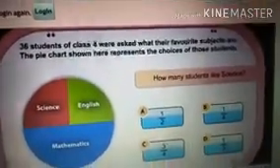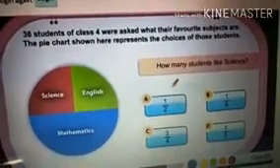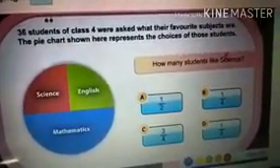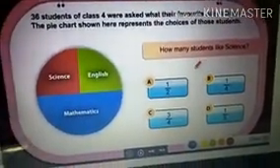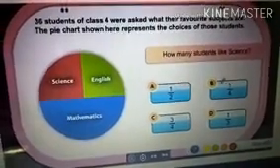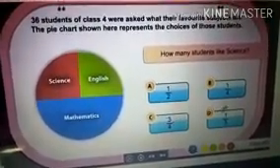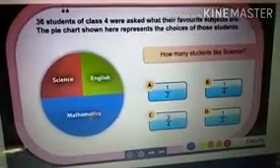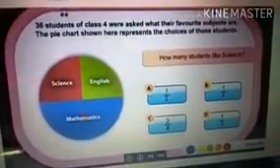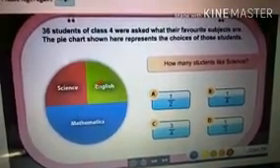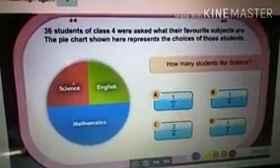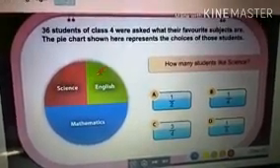Children, listen to what they ask. What's our question? How many students like science? They ask in the form of fractions: half, quarter, 3 by 4 and 1 by 3. Mathematics occupies half the region, but science and English share the other half. That means science is 1 by 4 and English is 1 by 4.